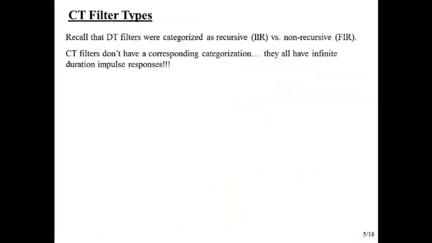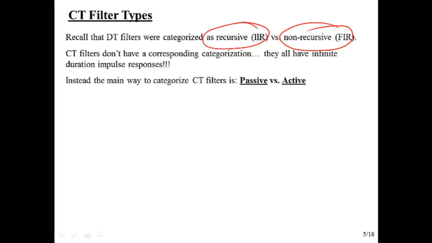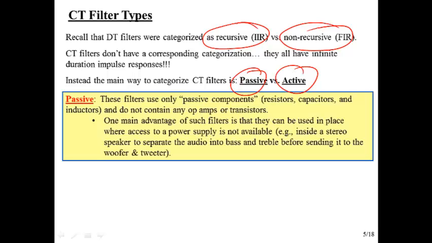So for discrete time filters, we talked about how there's two different categories: IIR, FIR. CT filters don't have that same categorization because they all have infinite duration impulse responses. So instead we categorize them according to how they're built. Passive versus active. So passive filters are just made out of resistors, capacitors, and inductors, and there's no active components, like no op amps, no transistors, none of that stuff. And one of the main advantages of a passive filter is you don't need any power for it. You just stick it someplace, and the signal going through it will be filtered.